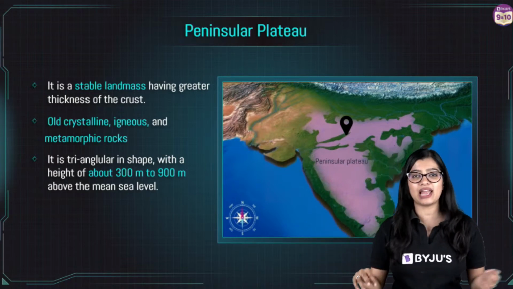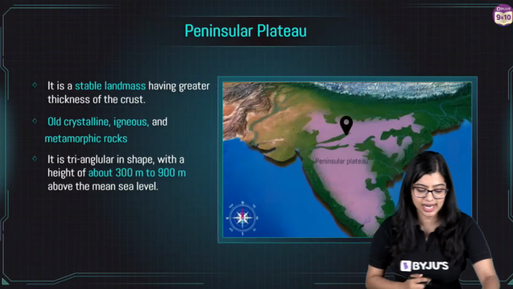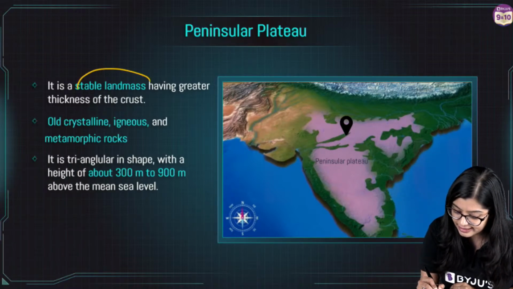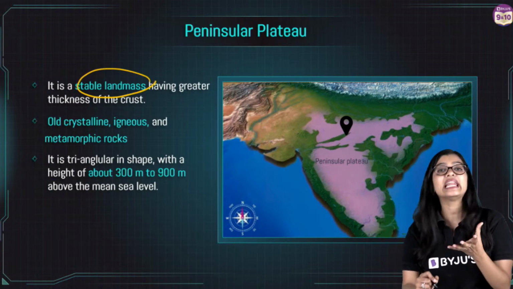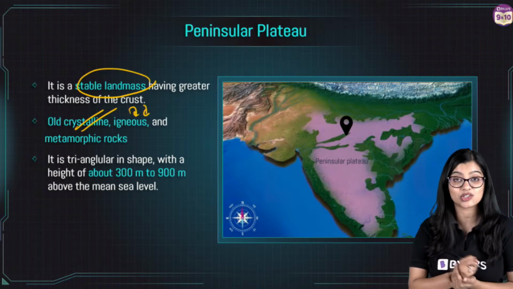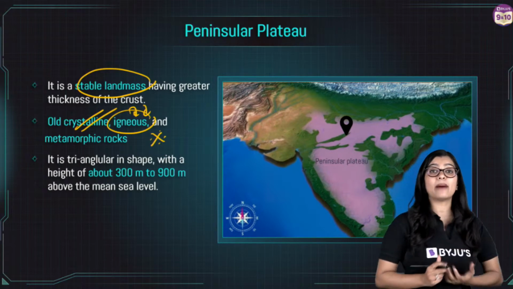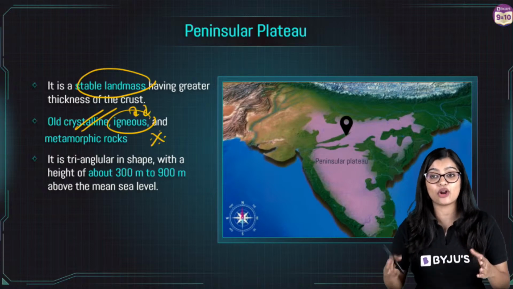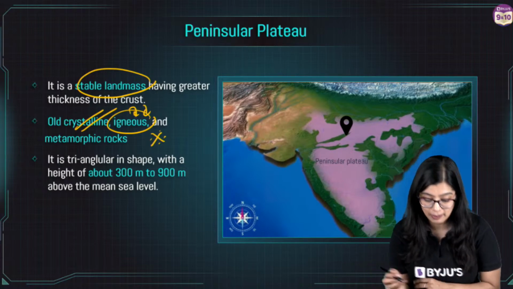You can say it is tableland, or you can use this definition that it is an extensive area of flat upland, right? With respect to the peninsular plateau especially, it is a stable landmass, and of course it has great thickness as well. Mainly, the rocks we find here are a lot of old crystalline and igneous rocks. Now this again is a very important aspect. Igneous rocks are mainly formed by the cooling or solidification of lava, right? They are often called the primary rocks, which is why a large proportion of the igneous rocks are found in the peninsular plateau region.